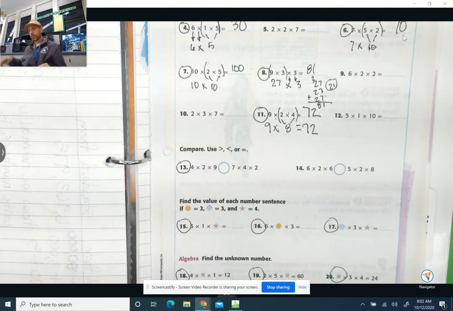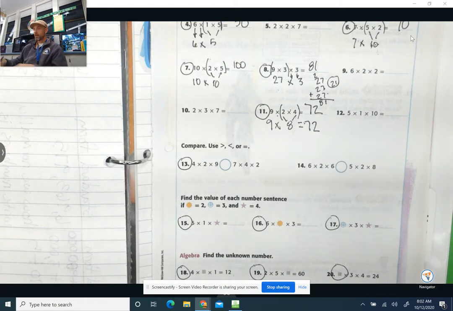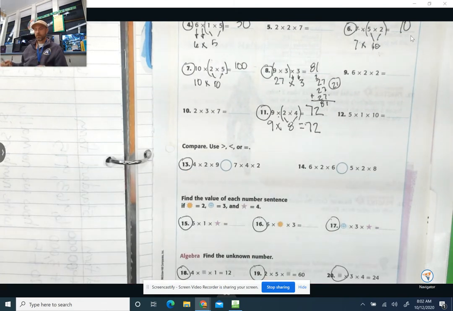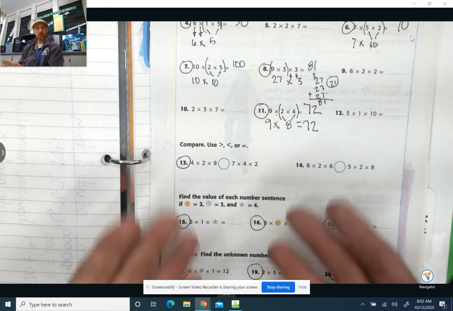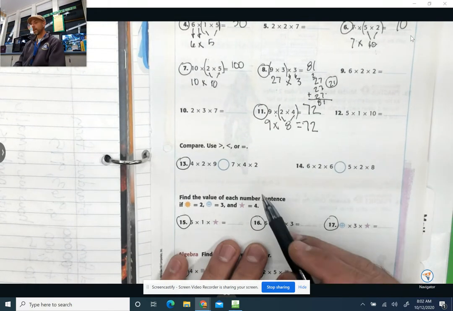Alrighty, moving on. All right, so now we have a series of problems that we're going to have to solve and then compare the answer. And we're not going to want to compare it in a number sentence like this. So let's figure out what we're going to do.